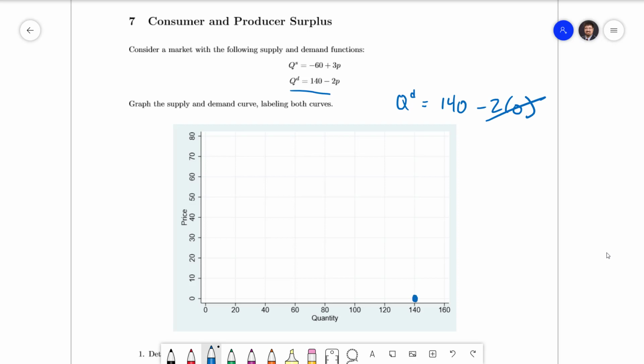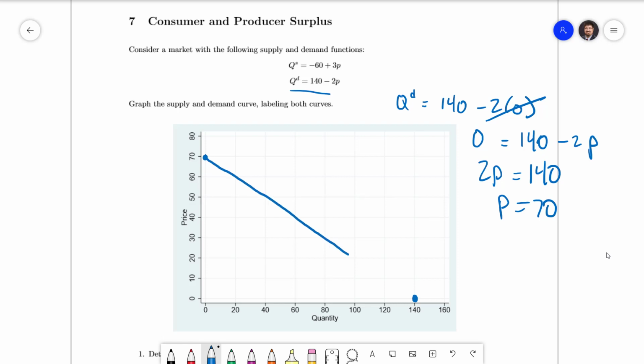For our price intercept, we're going to plug 0 in for the quantity and calculate 140 minus 2p. Add 2p to both sides and divide by 2 to get 70. That's going to be this point right here. This means our demand curve will be a straight line in between these two. Remember to label with a D.